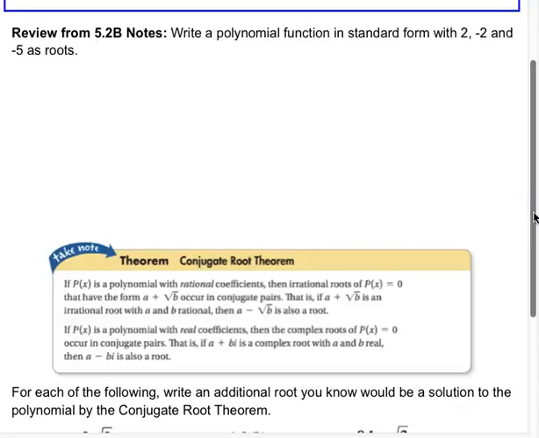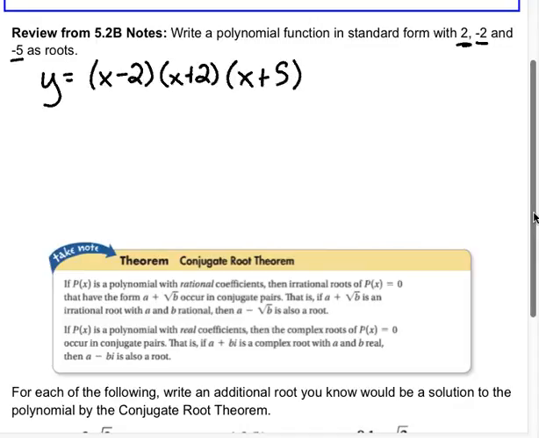So in our last notes, we developed the idea that we can take the zeros to reconstruct their factors. So a 2 would come from a factor of x minus 2. A negative 2 would come from a factor of x plus 2. And a negative 5 would come from a factor of x plus 5. So again, just working on the idea that we can use zeros to reconstruct the polynomial.